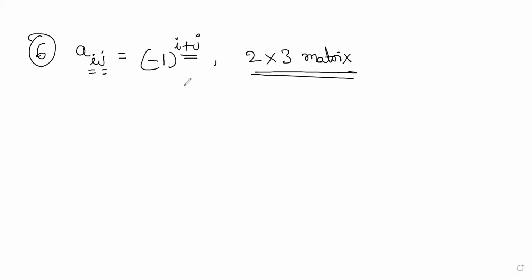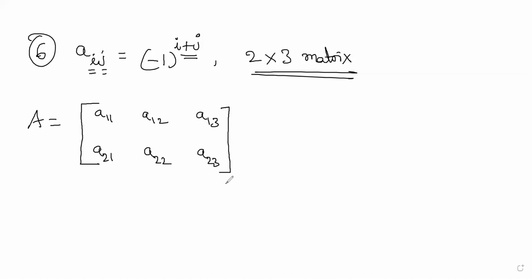What is the first matrix you will write? First, what should we write? Rows, sir. Row. So how will the rows come? A11, A12, A13. Very good. So 3 columns will come, 2 rows will come. Next, A21, A22, A23. So that's your 2 by 3 matrix. This is very simple actually.